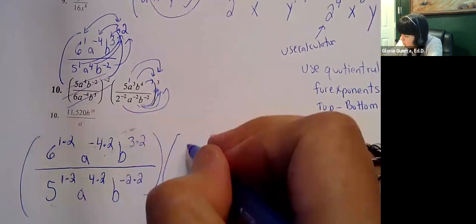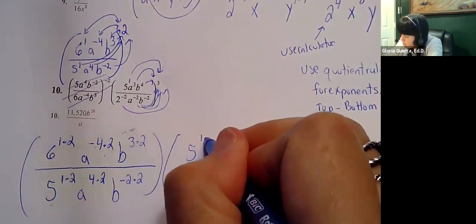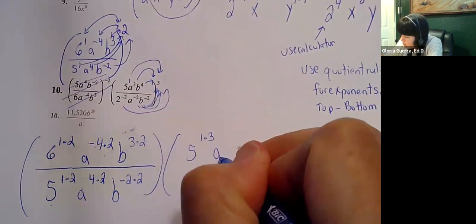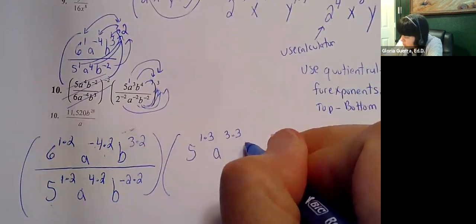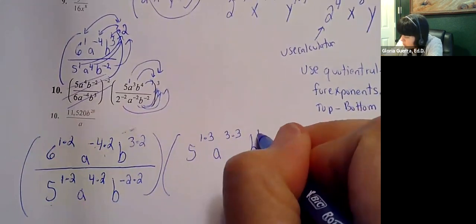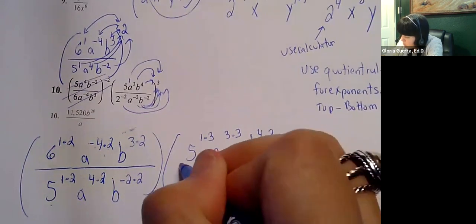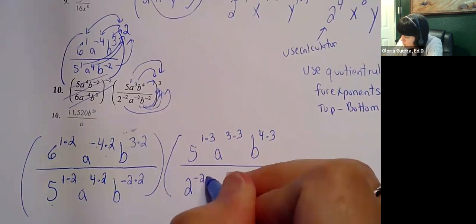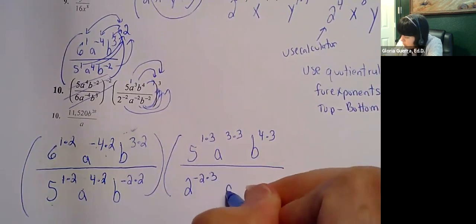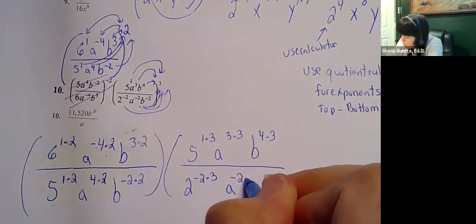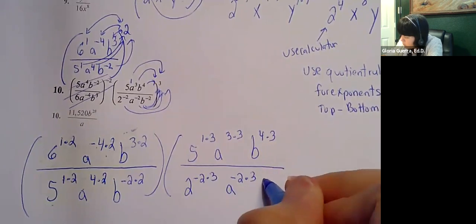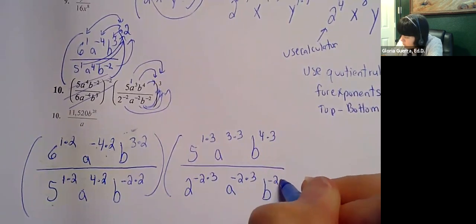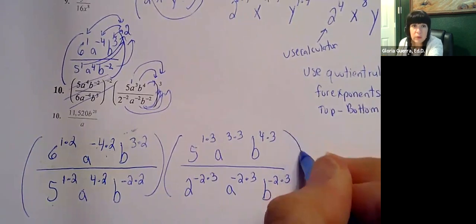And then on the 5, 1 times 3. On the A, 3 times 3. On the B, 4 times 3. On the 2, -2 times 3. On the A, -2 times 3. On the B, -2 times 3.